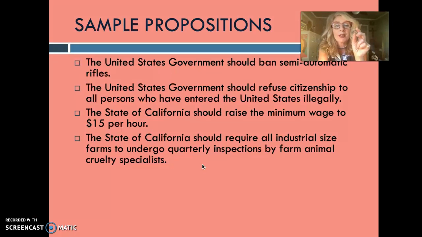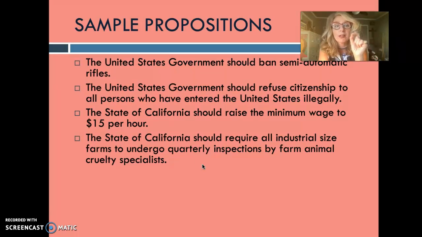Okay, then what you're saying is that particular industry should undergo quarterly, which means 4 times a year, quarterly inspections by people who specialize in animal cruelty toward farm animals. Okay, all clear, right?